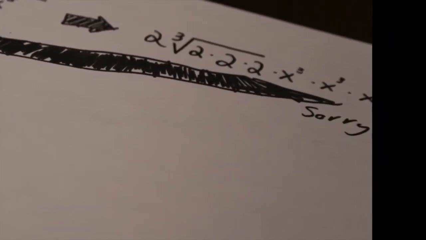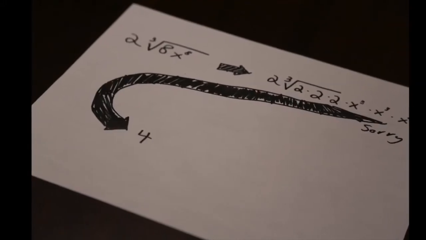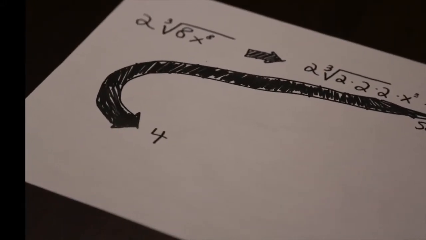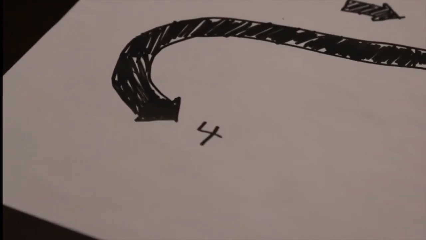So then what we're going to do is pull out the 2 and multiply it with the other 2 on the outside of the radical. Now we do this because it's kind of like distributing almost. So now that's how we got the 4.